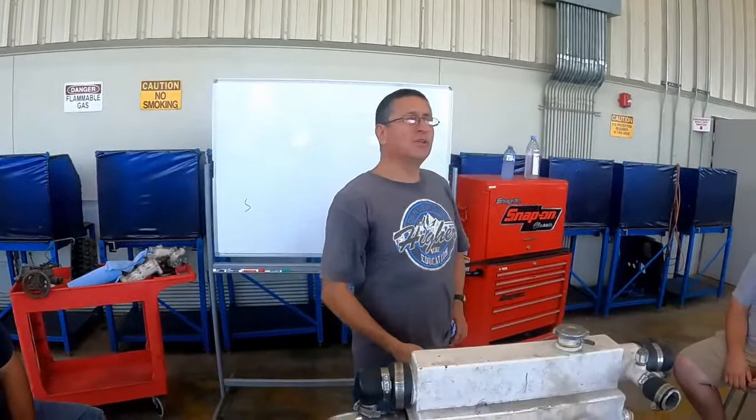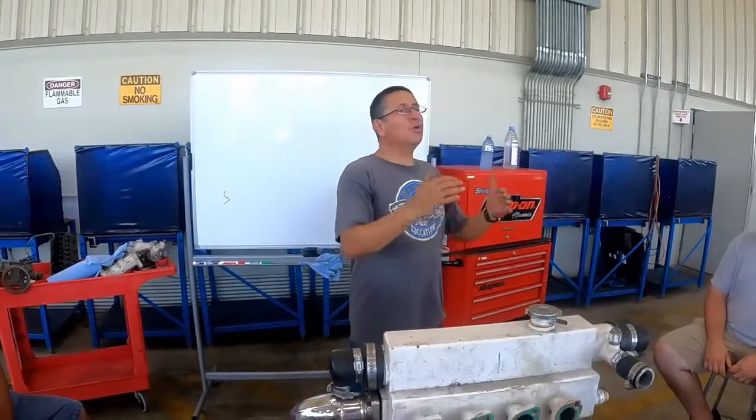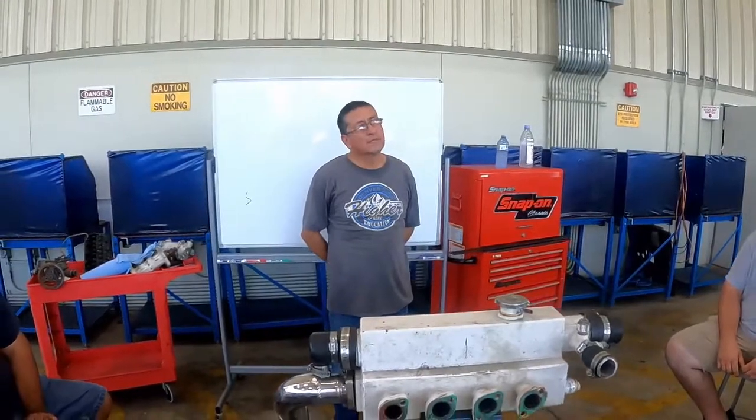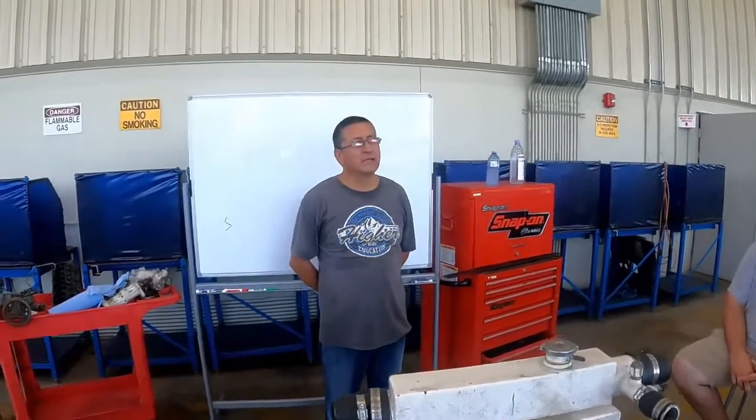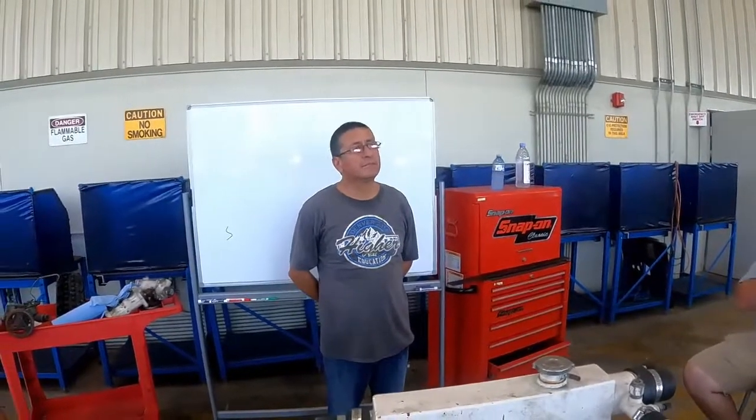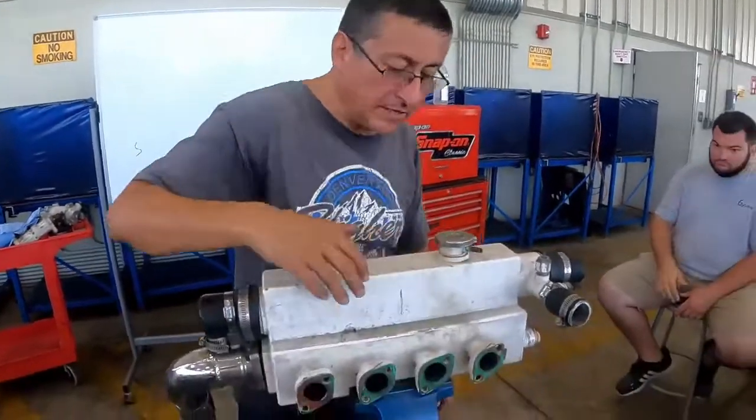What happens in your boat? How do you cool the coolant? By just salt water going around. Correct. What is the name of that element? Heat exchanger. That is the heat exchanger. Let me explain that one.